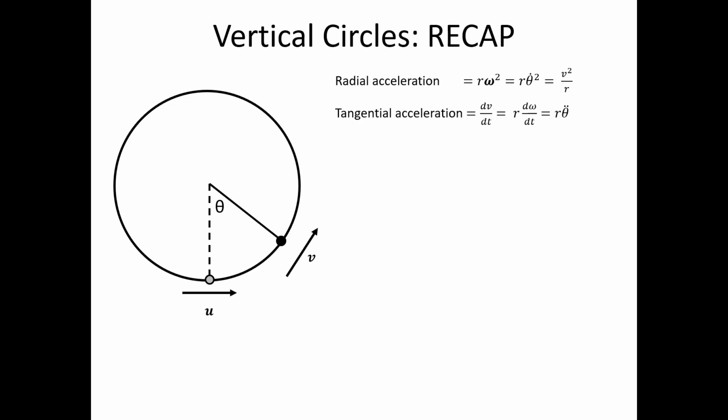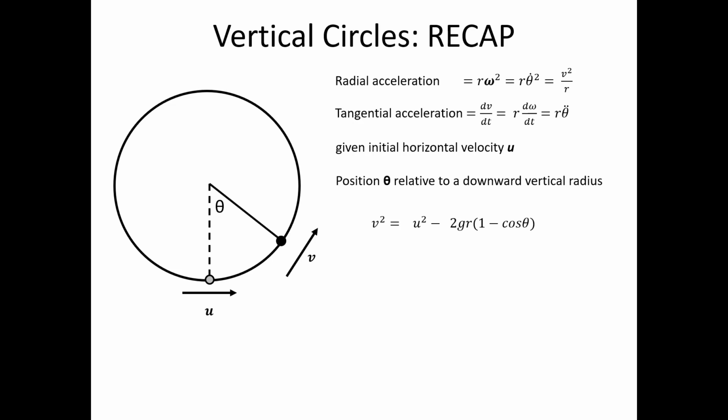When you're dealing with a particle on the end of a piece of string, or a particle given an impulse to send it around a loop, when it has initial horizontal velocity u and position theta relative to a downward vertical radius, you can calculate the velocity at any point around the circle using that formula. Given additional information about the mass m of the particle, you can work out the tension in that string if it is a particle in a string, or the normal reaction of the track on the vehicle. You simply use the weight of the particle, and that formula there gives you the tension in the string.